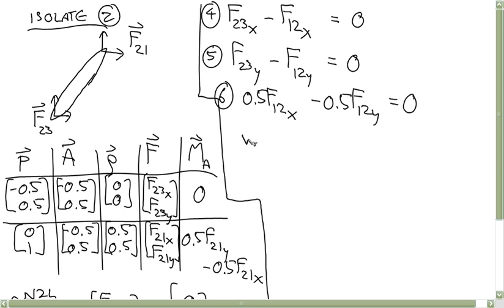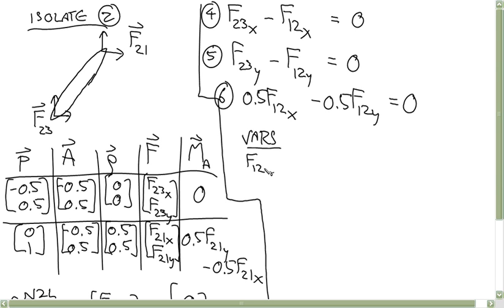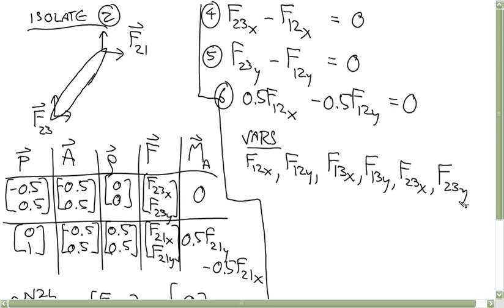And now our final list of variables is everything we had before, 12x, 12y, 13x, 13y, and then 23x, 23y. So now we have 6 equations, 6 variables, and we can solve that. So I don't have this solved. I'll do it. Someone else do it too, okay, and help me verify this.